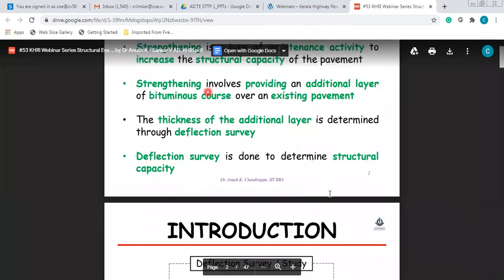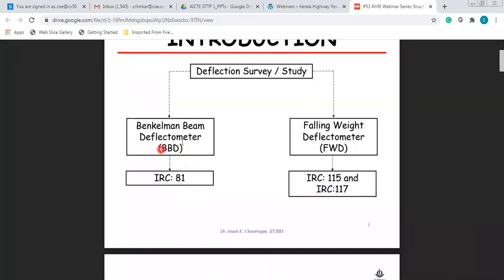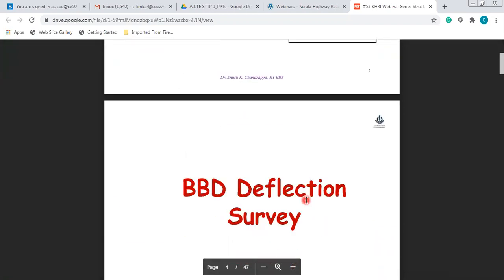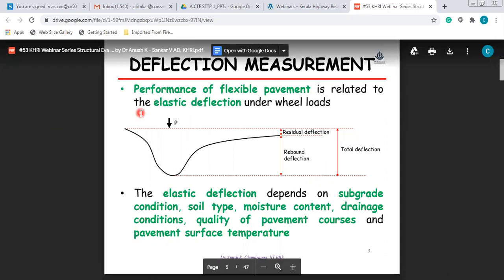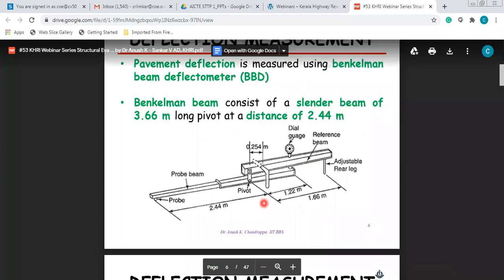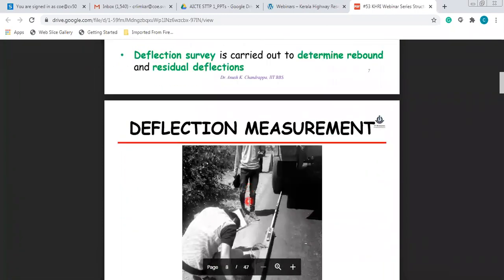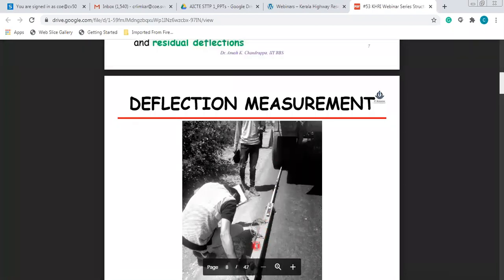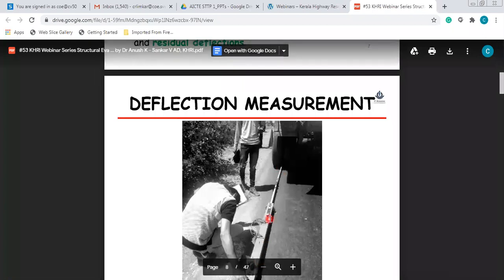For the deflection survey, the Benkelman beam deflectometer and the FWD, falling weight deflectometer, we are going to use IRC codes, which are mentioned here: IRC T1 and IRC 115, 170, BBD survey. This is the diagram of the Benkelman beam deflectometer. Have you seen the picture between the two tires? This machine is called BBD, Benkelman beam deflectometer. Between these two tires, they put this instrument and measure the deflection.